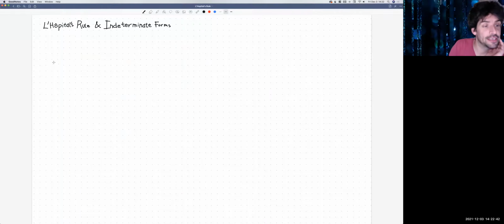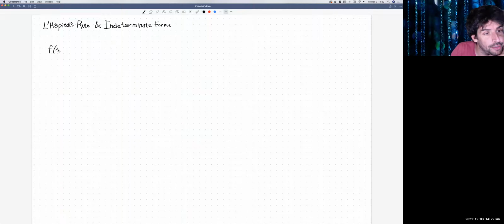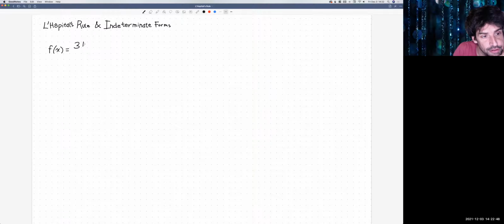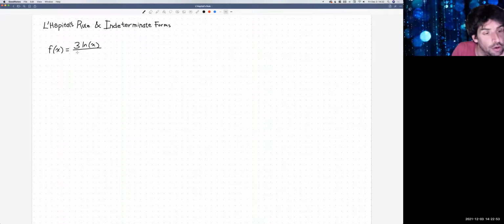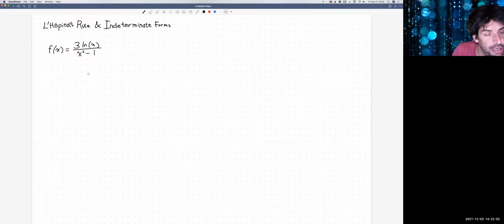So let's start with an example, and then we'll see what all this is about. I'm going to start with the function f of x is equal to 3 natural log of x over x squared minus 1.